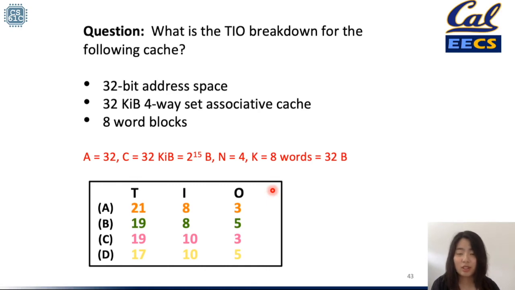And then we need to calculate the index. 2 steps. First, calculate the number of slots, which equals the cache size divided by the block size. Cache size is 32 KB, 2 to the 15 bytes. Block size is 8 words, 32 bytes. So we will have 2 to the 15 divided by 2 to the 5. So we have 2 to the 10 slots in total. And then because it's 4-way Set-Associative, 4 slots are in the same set, we need to divide by 4. That gives us 2 to the 8 sets. So we need 8 bits for the index field. And the remaining bits are for the tag. B is the correct answer.